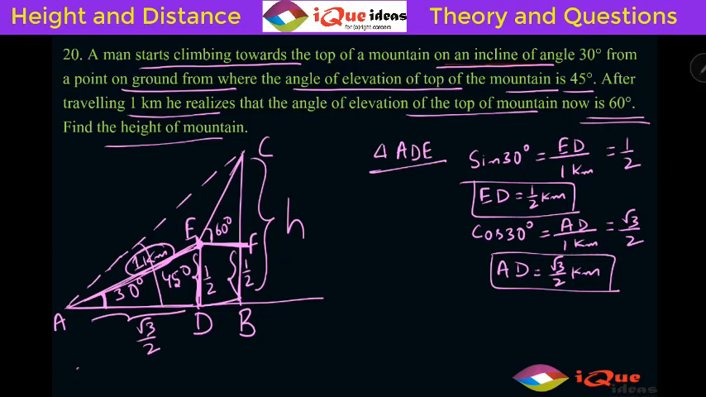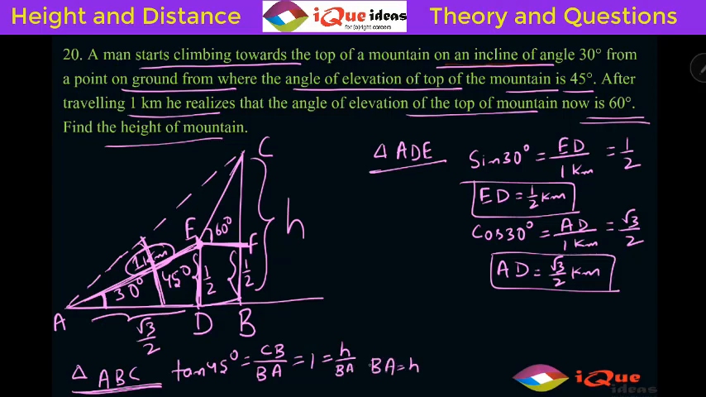Now one more thing, look at the triangle ABC. In the triangle ABC, the angle CAB is 45 degree, this total angle is 45 degree. So we can say tan 45 degree is equal to CB upon BA. Now tan 45 degree is 1, CB is equal to H. So what do we have? So we have BA is equal to H. Alright, so this total length is H. This AB length is H. Out of that, this is root 3 by 2, AD. So DB will be equal to H minus root 3 by 2.